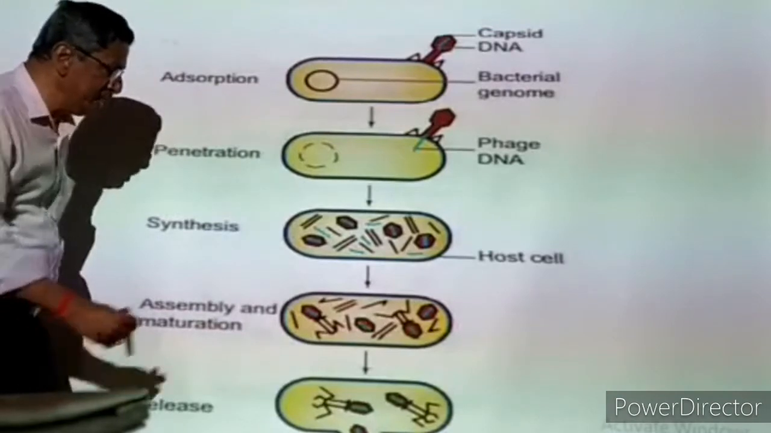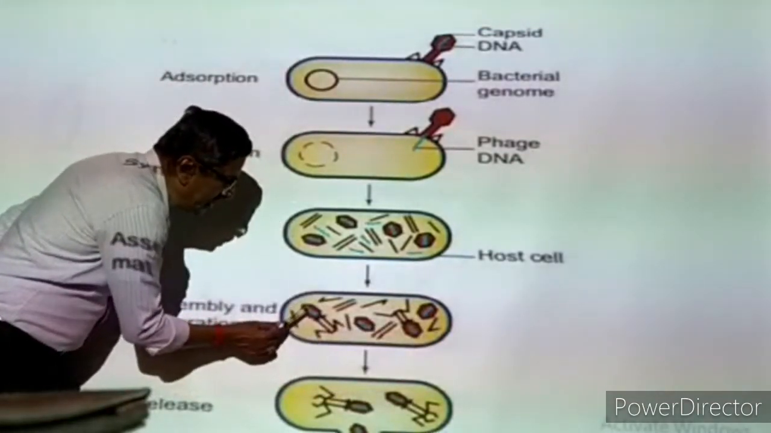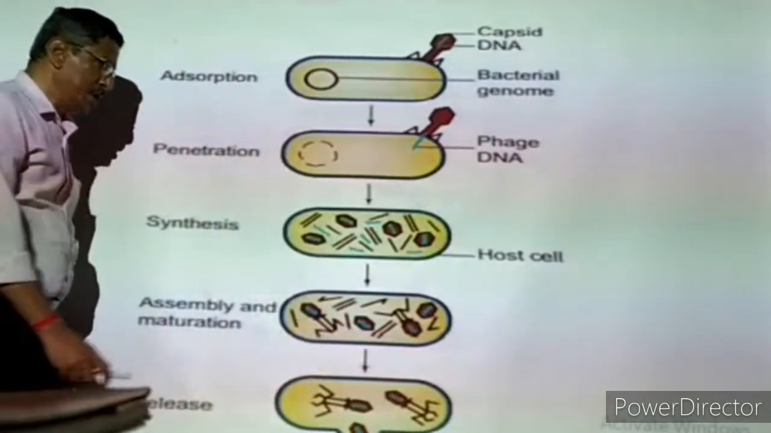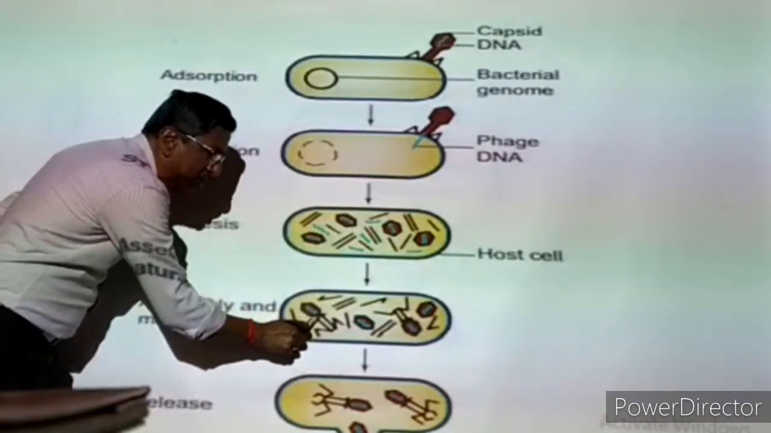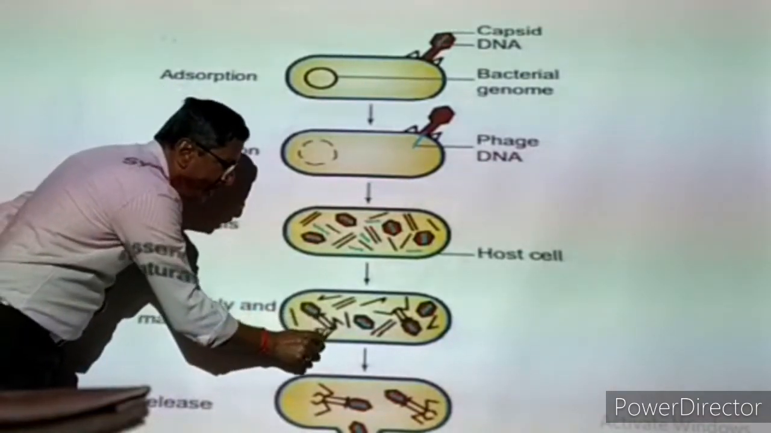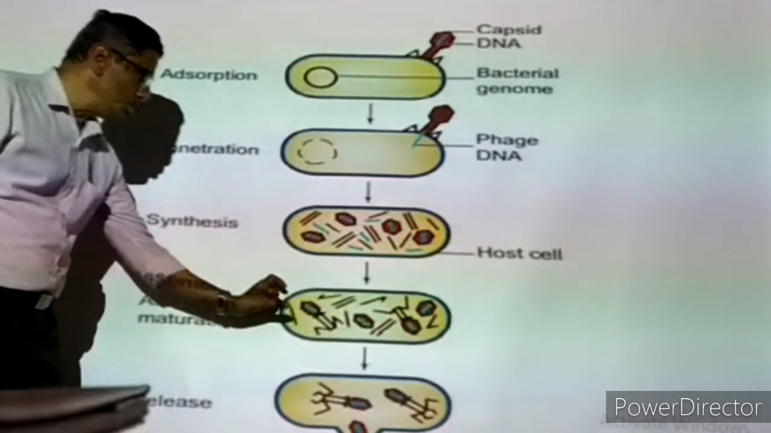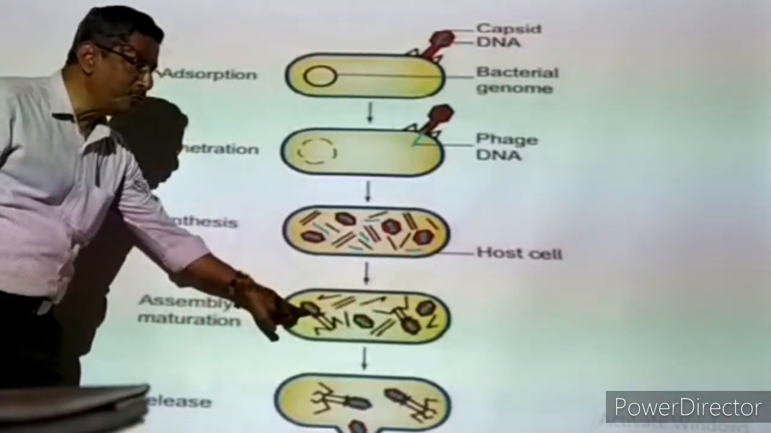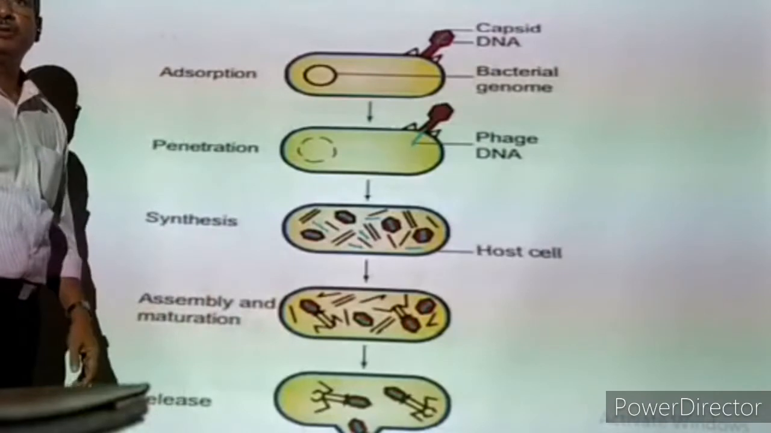Now, during this assembly inside the bacterial cell, what will happen? The DNA of the virus will enter into the protein coat. Once the DNA enters the protein coat, the head of the virus will be formed, the tail of the virus will be formed, and also the filaments will be formed. That means one actual small virus will be produced. It is a T4 bacteriophage. Like that, many copies of bacteriophages will be produced.